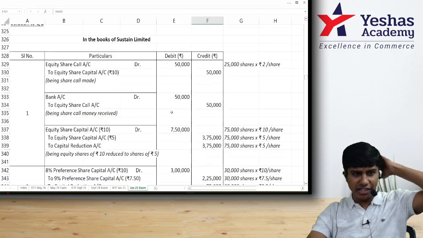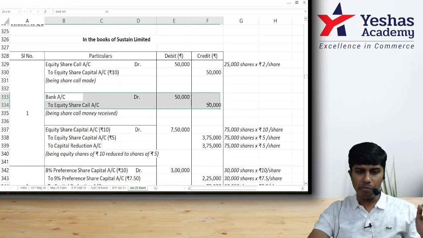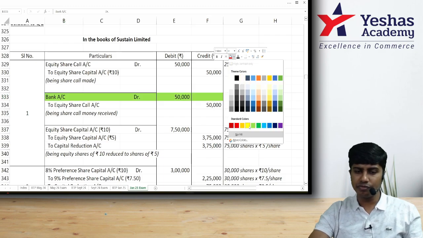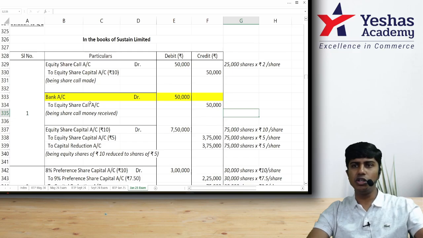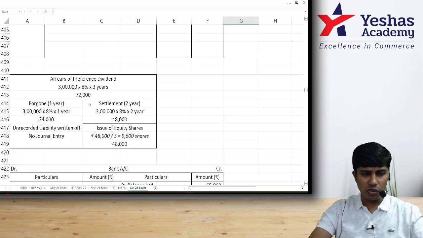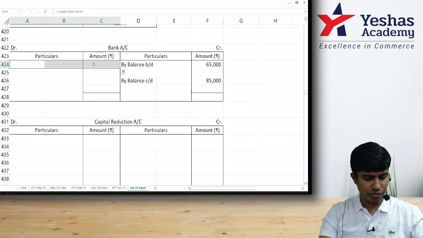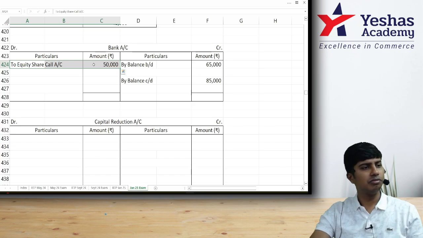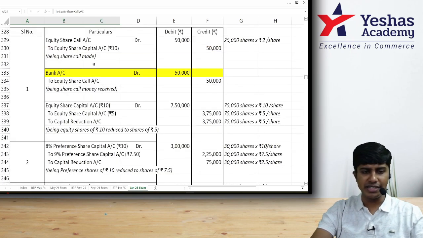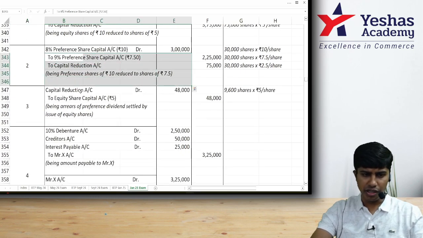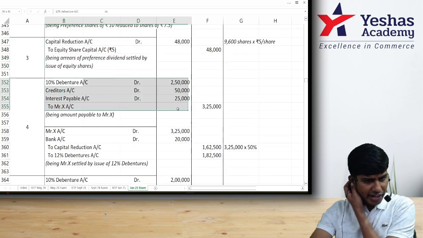Identify in each journal entry, do you have a bank account anywhere? I have here bank account debit 50,000. That means I have received 50,000. I have received 50,000 towards equity share call. In my bank account, I would write to equity share call, 50,000. Then I'll go back to the entries. Let's see the second again. First entry over. Here no cash. Here no cash and bank. Here no cash and bank.